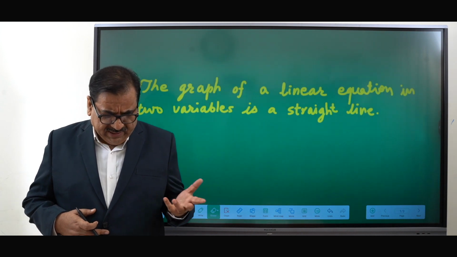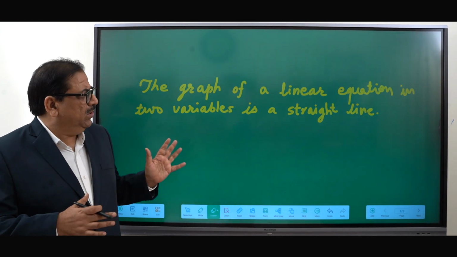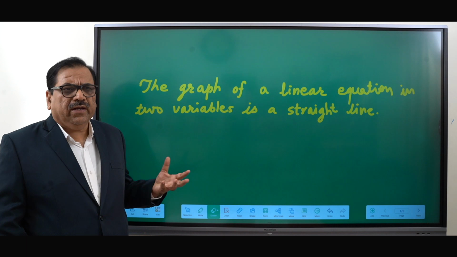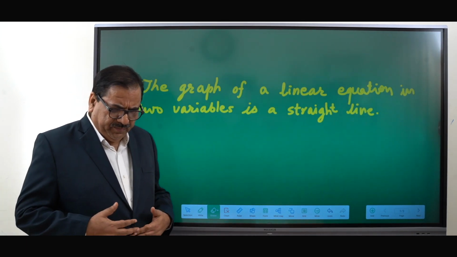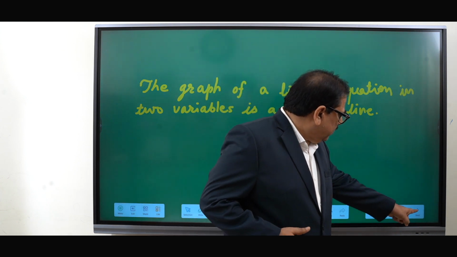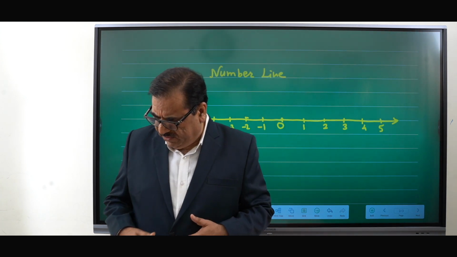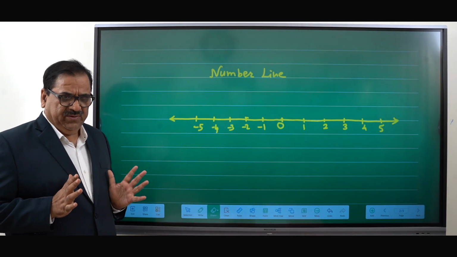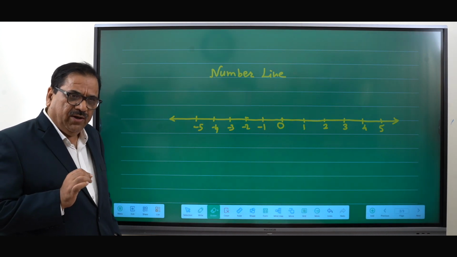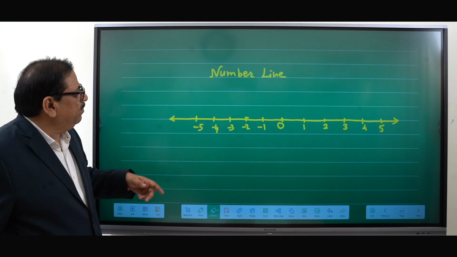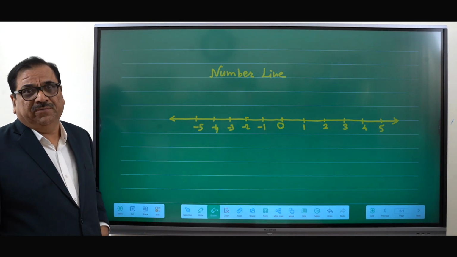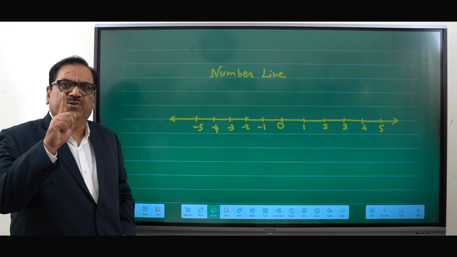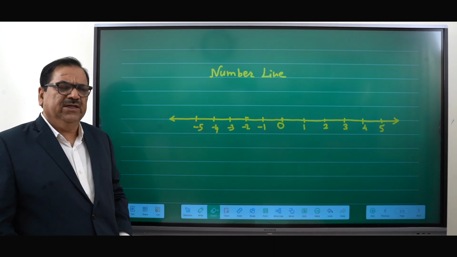Friends, this entire system is established by the mathematician Cartesian. Here we will begin from the concept of number line. If we take any horizontal line and mark one fixed point from where we are counting the distance, that fixed point is called origin, and its x coordinate is 0.